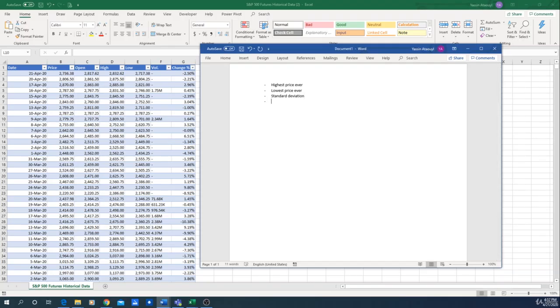Next thing we'll look for will be the highest price movement. So what does that mean? It means we'll look in the change. What was the highest change ever? So what day exactly? What was the value of the highest movement in the price? Next thing, lowest price movement, so exactly the same thing. Only this time we'll try to look for the lowest price movement.